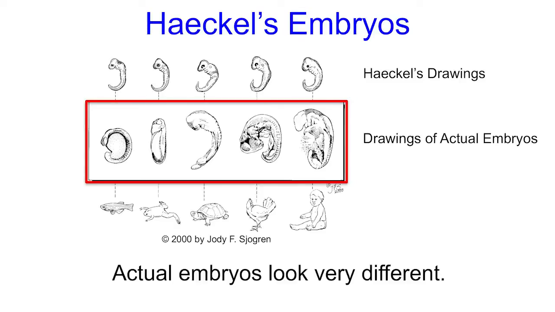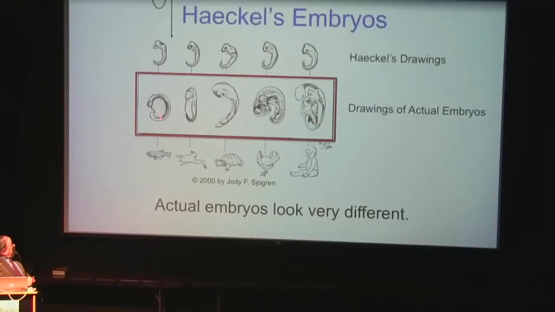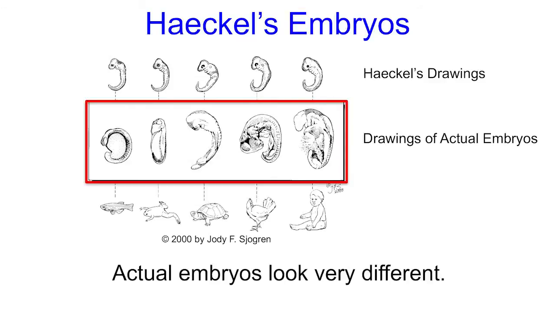These are drawings based on actual embryos of those 5 different classes: fish, amphibian, in this case a frog, turtle, bird, and human. No embryologist would have any trouble distinguishing these from each other. And you can see that in Haeckel's original drawings, they were made to look the same.